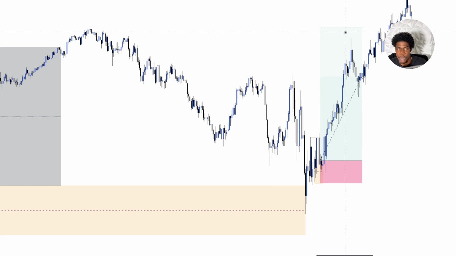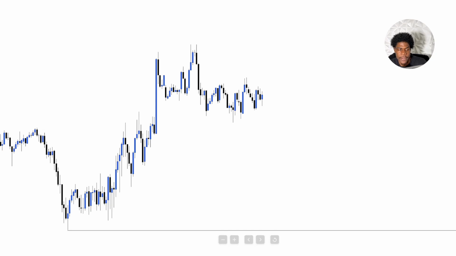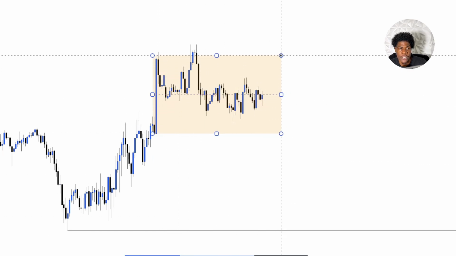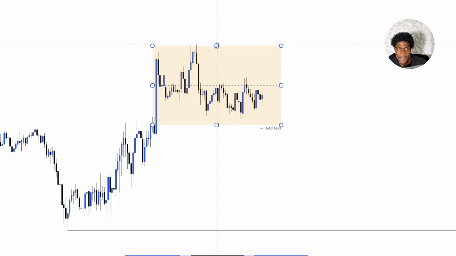Now let's look at some more examples. Let's go through this example together, right? First, we are looking for our accumulation range. We see that price is accumulating orders in this tight range right here. You can mark it from the old highs right here to the old lows right here.